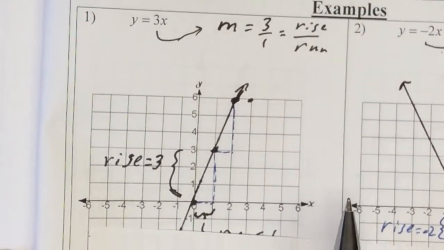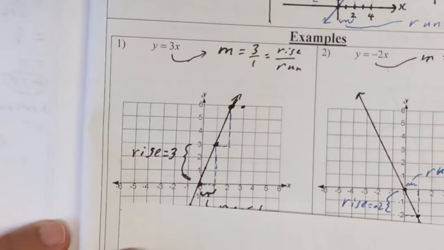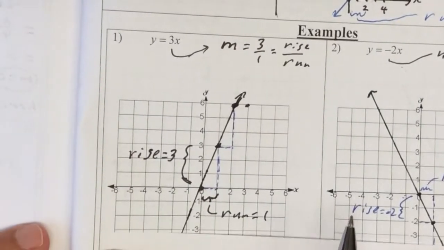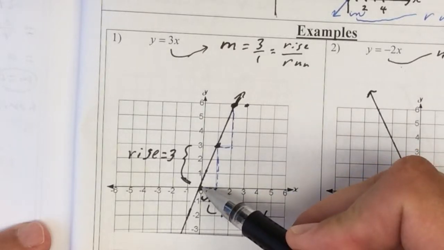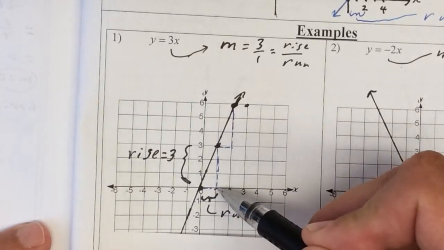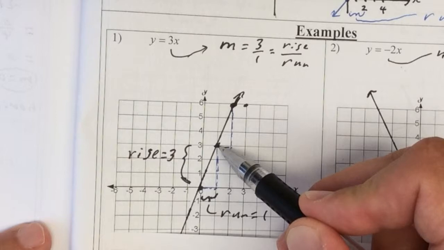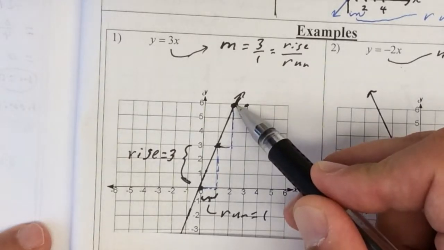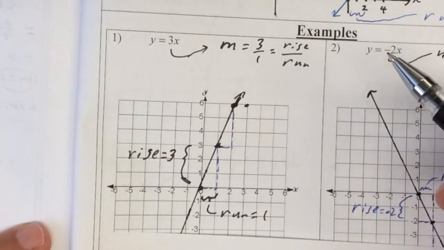Okay. So this is what we're going to get. We're going to get origin is 1 point. We run 1, rise 3. Another point. Run 1, rise 3. Another point. Draw a line through them.